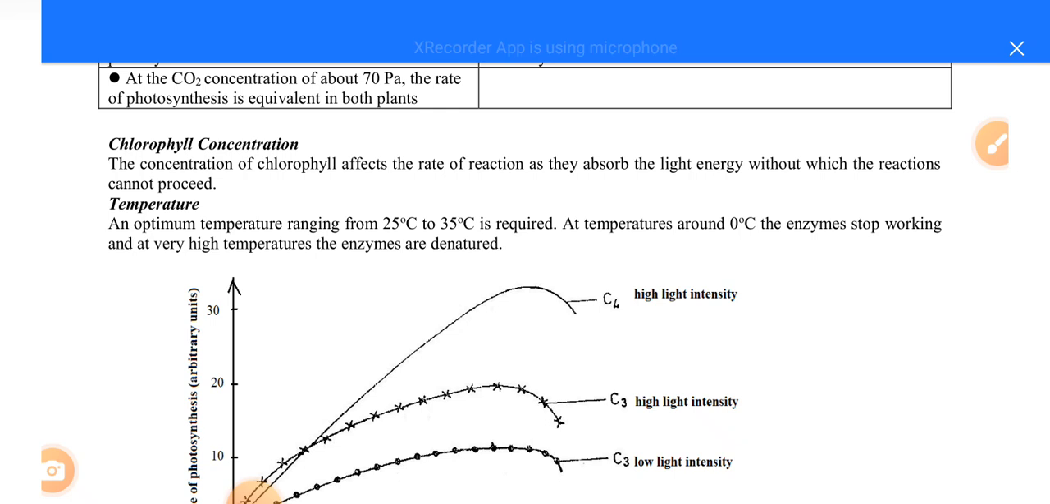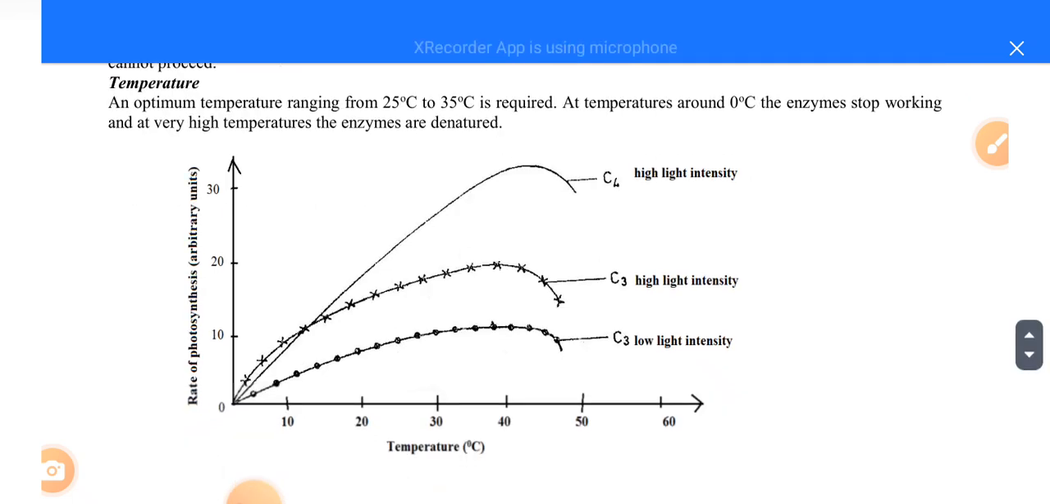Then in that aspect, we are going to look at two: chlorophyll concentration and temperature. We all know that an optimum temperature ranging from about 25 degrees Celsius to 35 degrees Celsius is required. At temperatures around 0 degrees, the enzymes stop working, and at very high temperatures, the enzymes are denatured. When the temperatures are very low, enzymes are inactivated, and when the temperatures are very high, enzymes are denatured. So I want us to look at this.